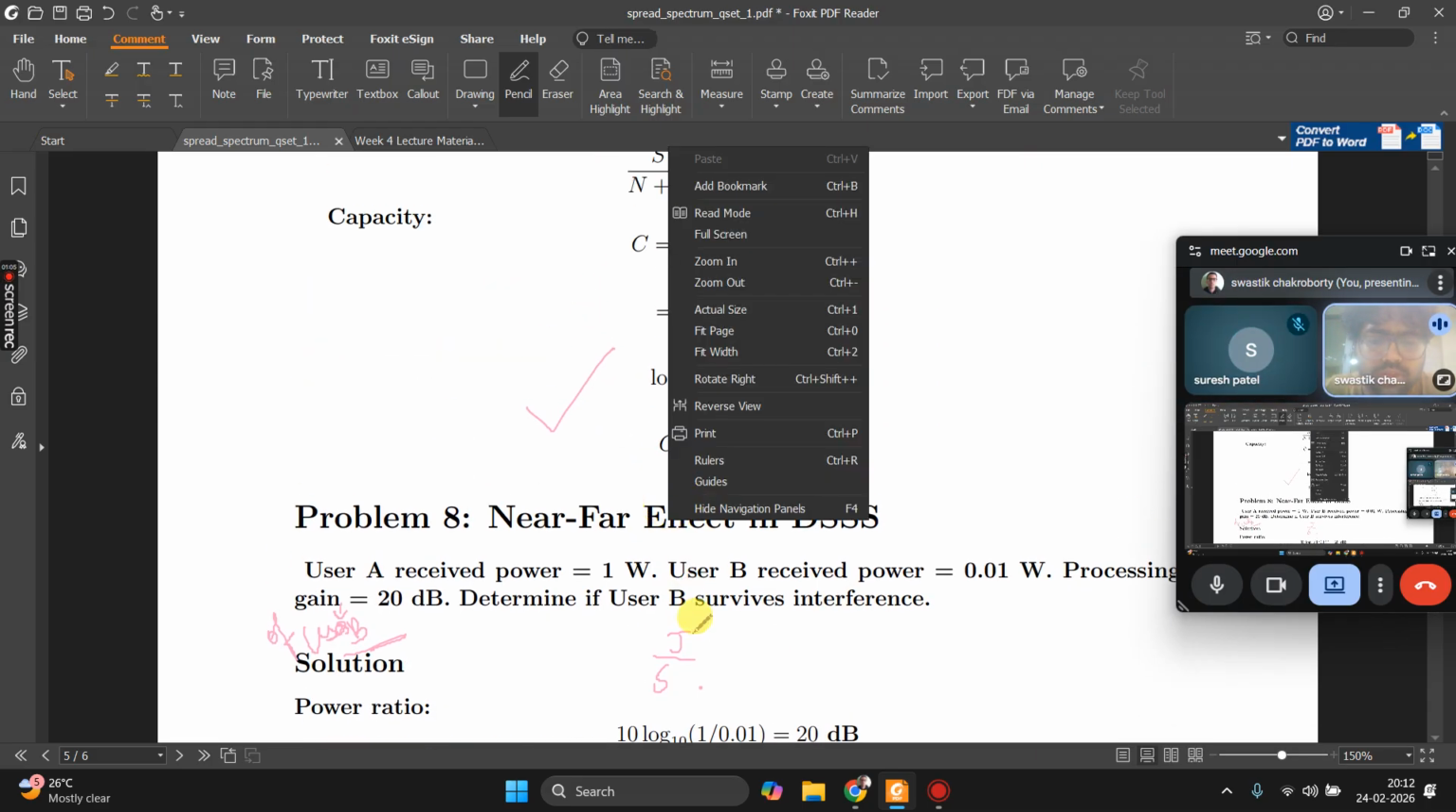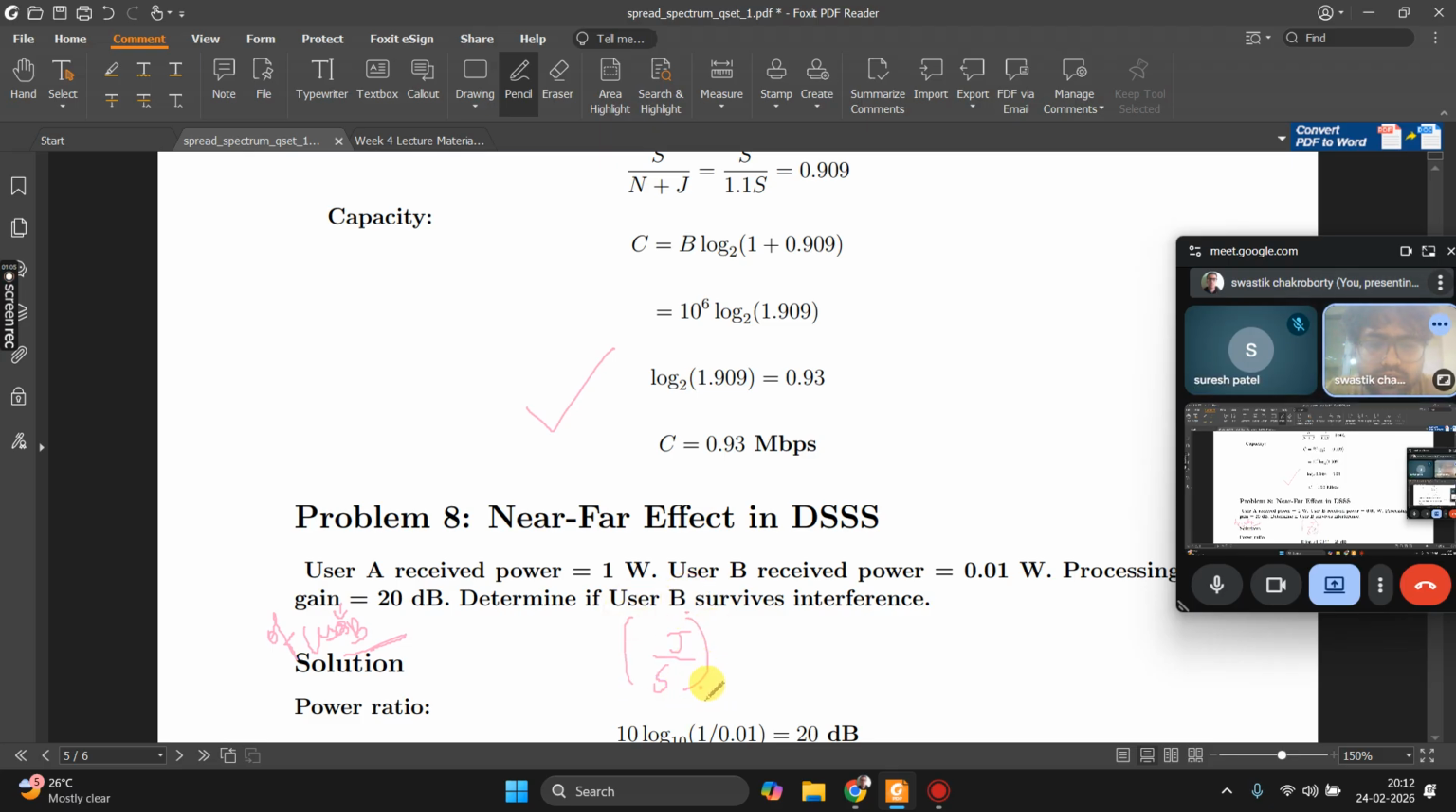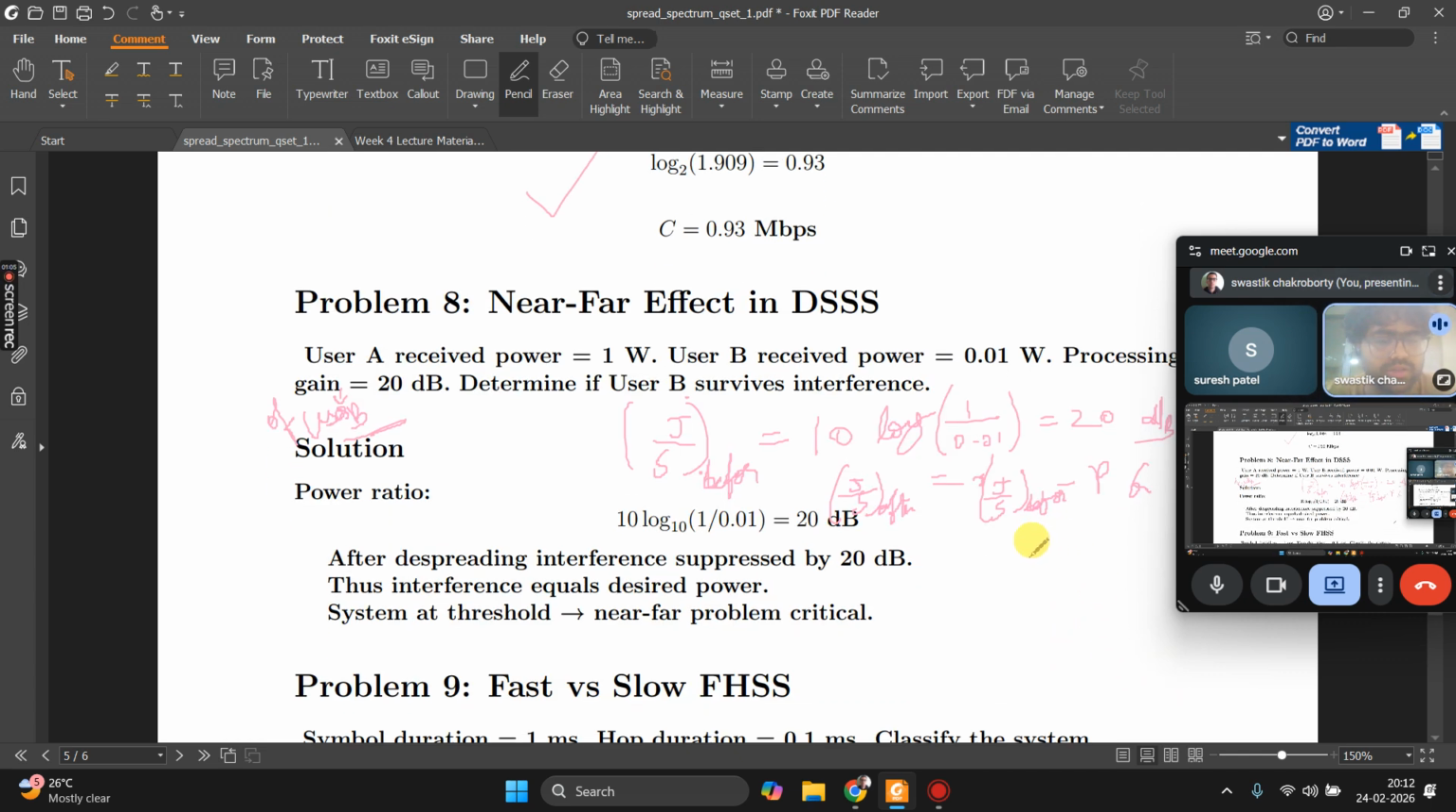So very good. The J by S before was 20 dB, that is 10 log of 100. And then after, the J by S will be 20 minus PG, so 20 minus 20, which is 0 dB. 0 dB means there is no margin. So the system is at threshold.